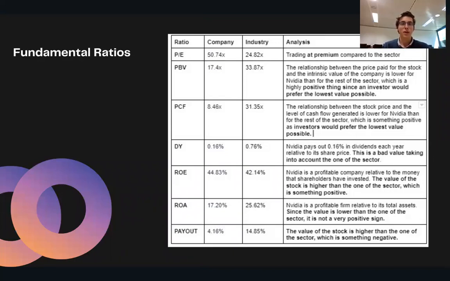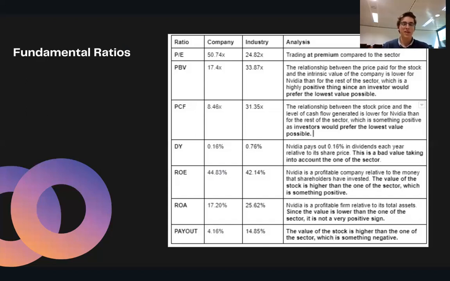Regarding the ratios, we can see that the company is trading at a premium, in fact very far from what is happening in the sector. And again, on the dividend yield and the payout, of course, the higher the number, the better it is. In this case, it's not very high, but at least it's giving dividends, unlike, for example, Meta. Regarding the ROE, we can see that it's above the market, and regarding the ROA, it's below the market. Again, in our investor profile, those numbers are not especially relevant.